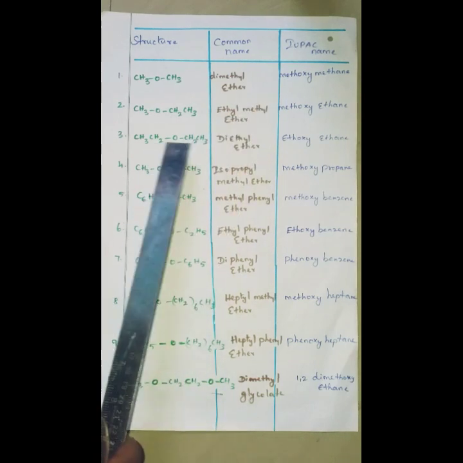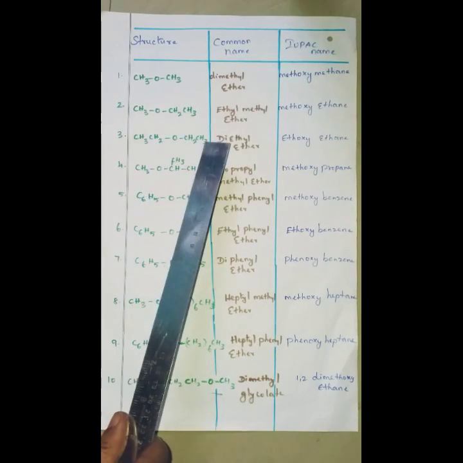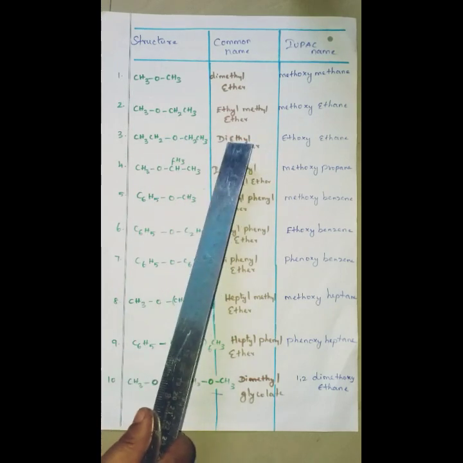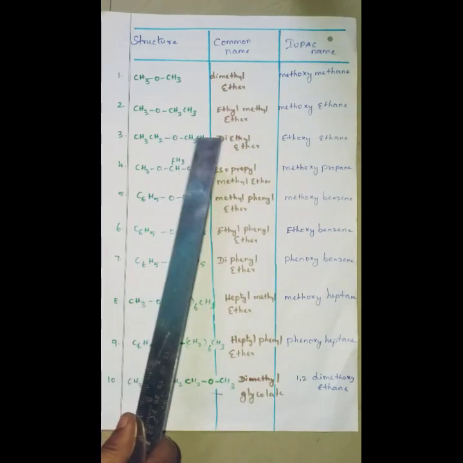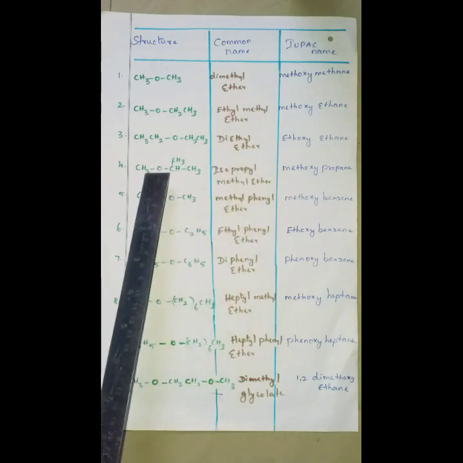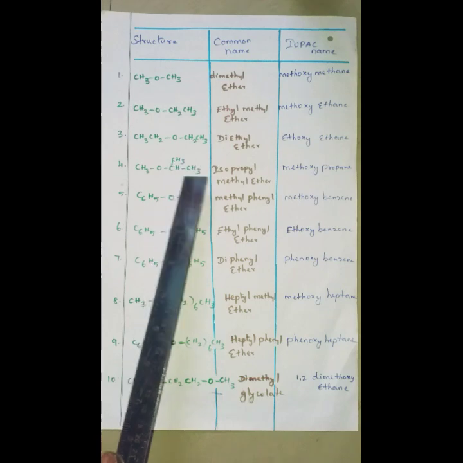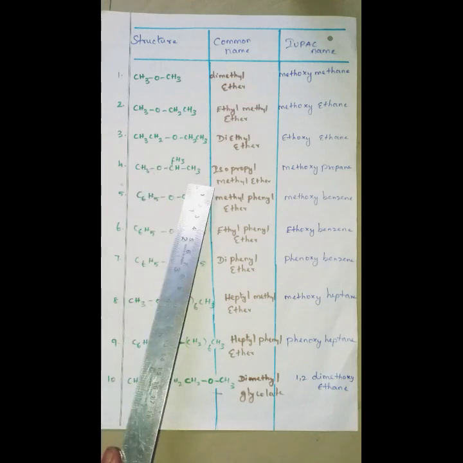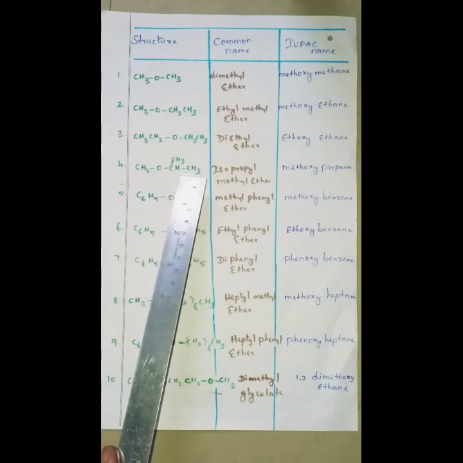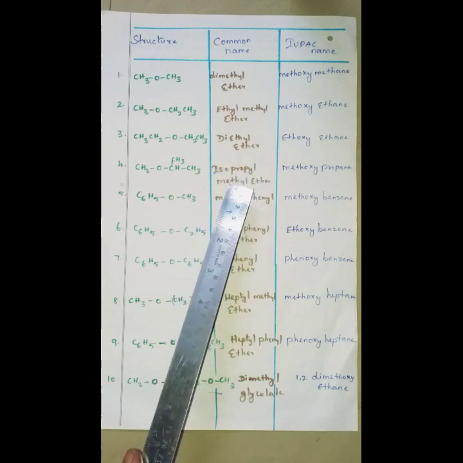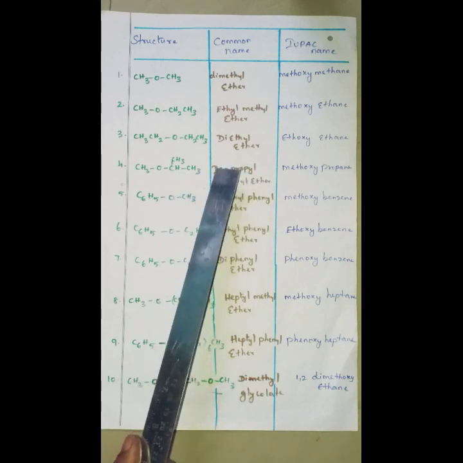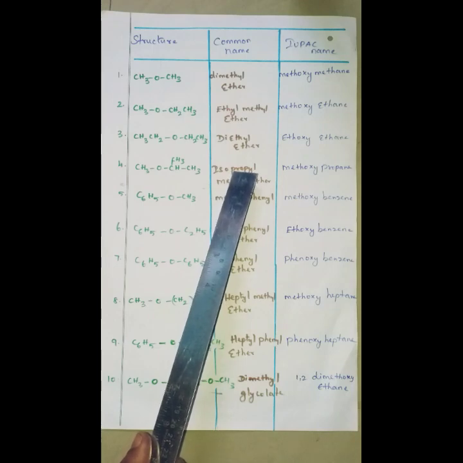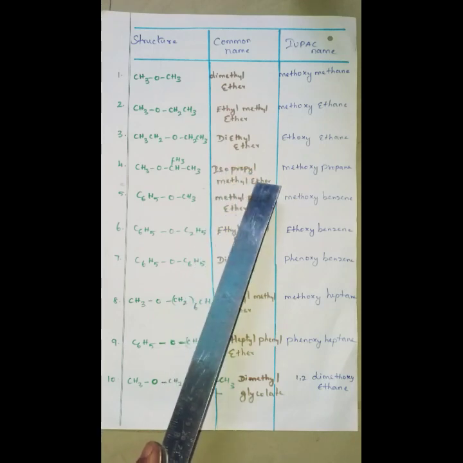The next, here both the groups are ethyl group, CH3CH2. Here also CH3CH2. So simply we can say it's an example for simple ethers. It is diethyl ether. And here this group is called a methyl group, and this one is isopropyl. If it comes in a straight chain we call it propyl, but here it is a branched one. So CH3CHCH3, it is an isopropyl group. Which one comes first? We have to see only the main letter, that is P comes first. So isopropyl methyl ether is the common name.